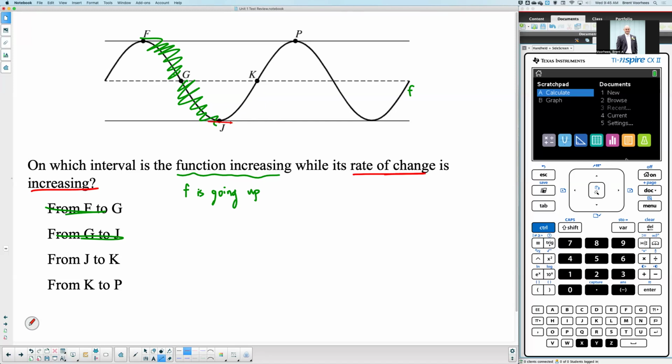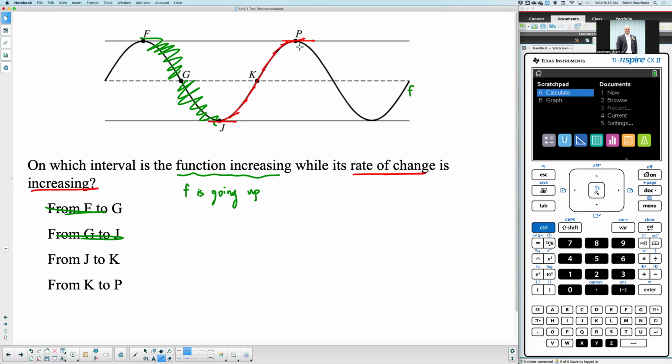Here's the tangent line, so I'm gonna start here. How are the slopes changing so far? Increasing. What about now? Nope. So what happened to my slopes here? They're increasing. What about from K to P? What happens to my slopes?